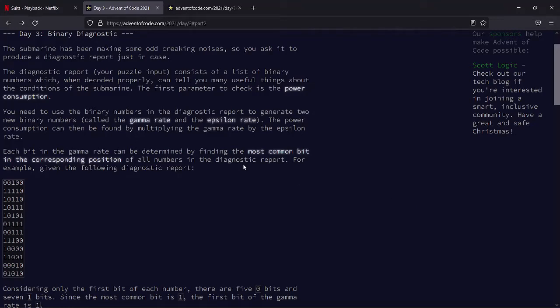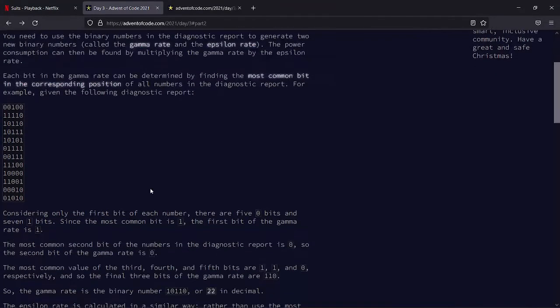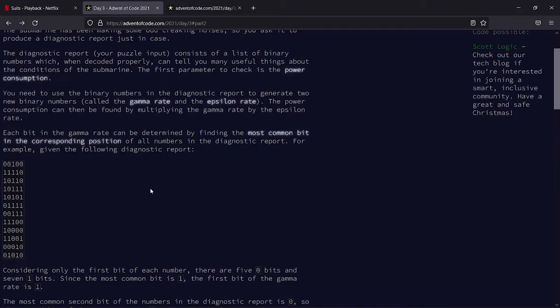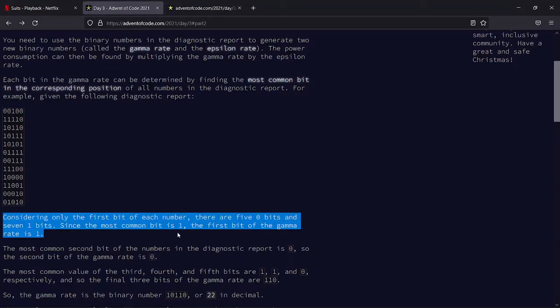So this is day 3 of the Advent of Code, and in the first part of today's problem, there's a lot of stuff to read through, but basically in the first part, you have been given a number of binary strings. Binary strings means they can only have ones or zeros, and considering only the first bit of each number, there are 5 0 bits and 7 1 bits.